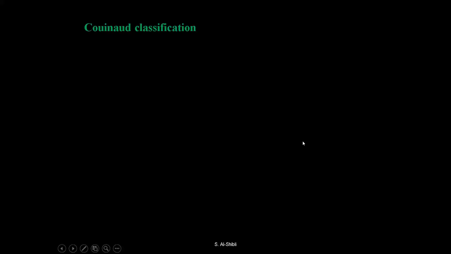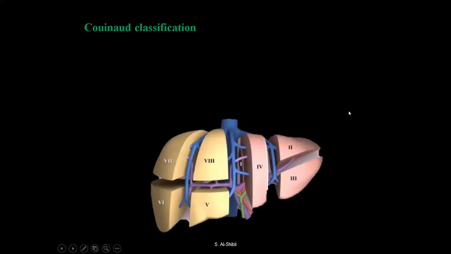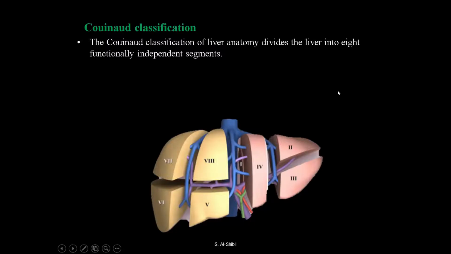Couinaud classification. This is very important for you. Actually, for undergraduates I don't insist on this classification, but in surgery you need to know that there is another classification for the liver, we call it the Couinaud classification, which divides the liver into 8 functionally independent segments, as you see. 1, 2, 3, 4, 5, 6, 7, 8. It runs in a clockwise manner. Okay.